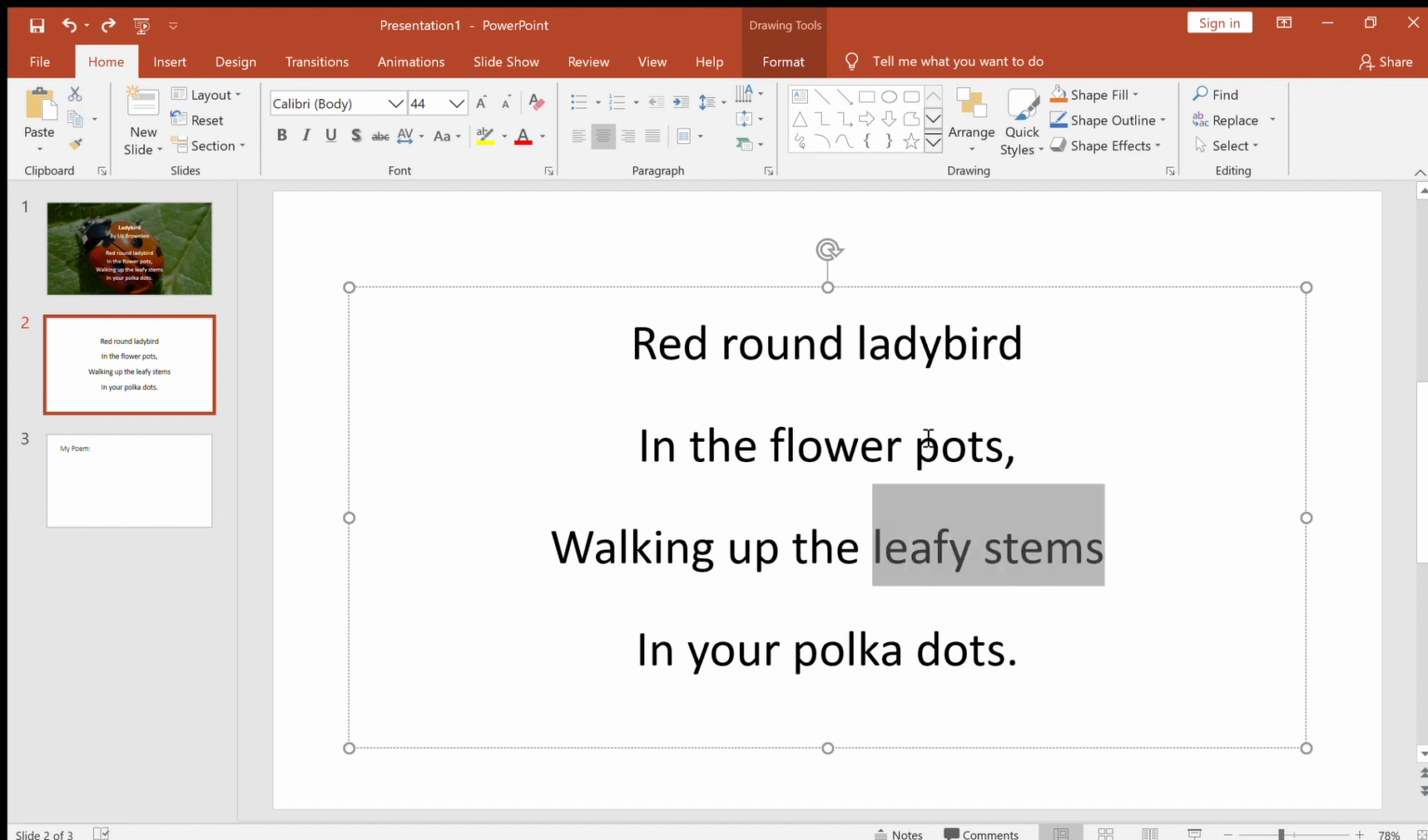Okay, and probably the most important rule of this poem is that on the end of line 2 and on the end of line 4, we have got some rhyming words, pots and dots. So we're going to do exactly the same with our poem. Line 2 and 4 need to rhyme with each other. Okay, the other two don't rhyme, do they? Ladybird and stems. They don't sound similar, so they are not rhyming words.